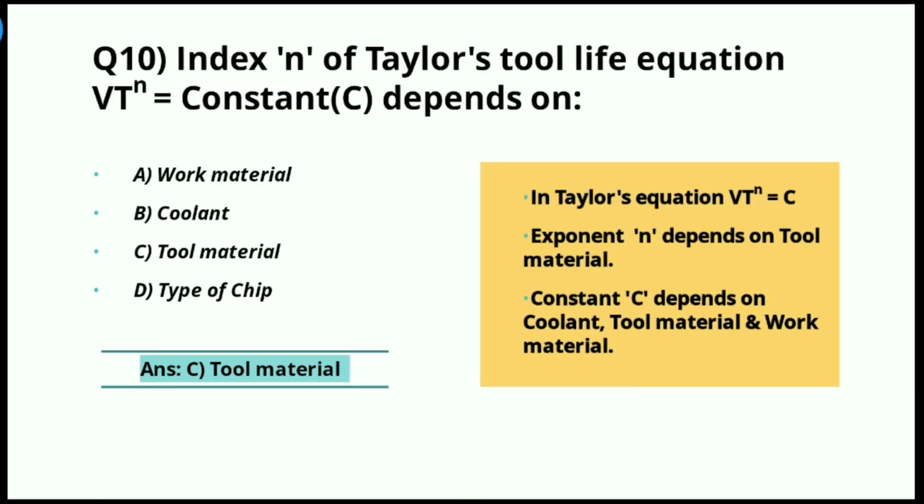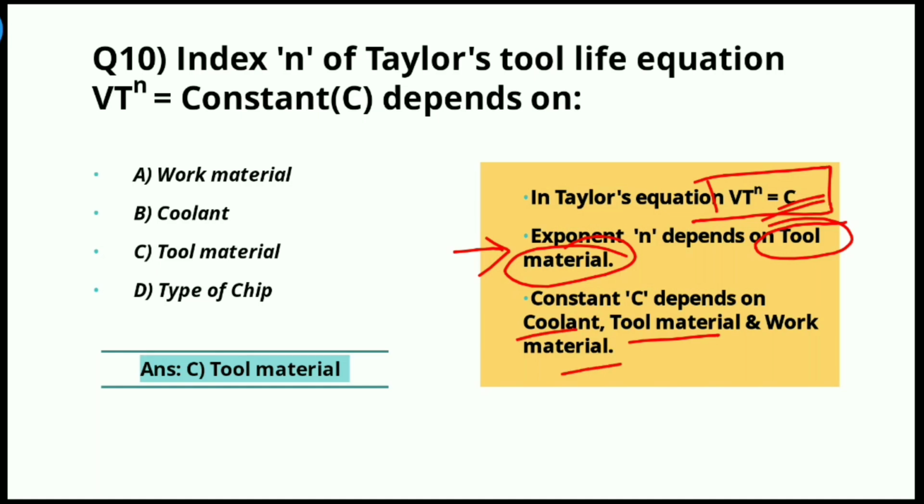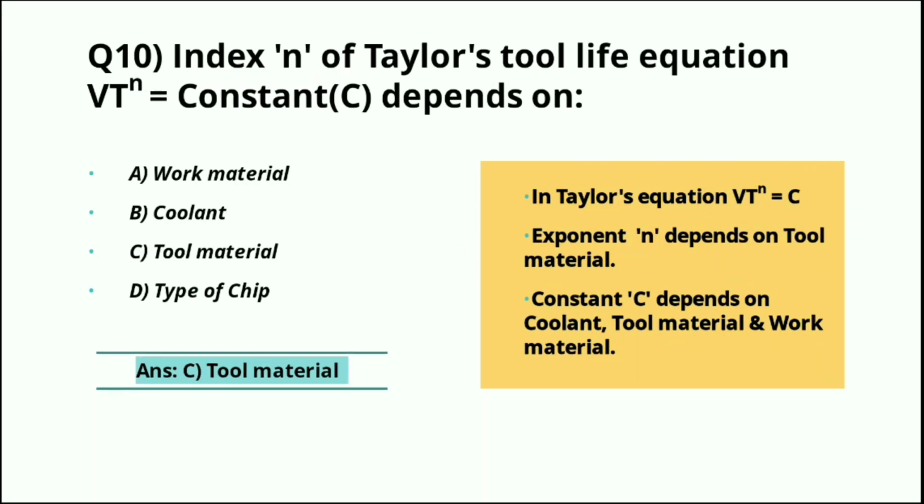We know that Taylor's tool life equation is given by V t^n = C, where V is velocity, t is tool life, n is the tool exponent and C is Taylor's constant. This exponent n depends on tool material only, whereas the constant C depends on tool material, coolant and work material. Here we have been asked about n, the tool index, that is tool material only. Part C is the right answer.